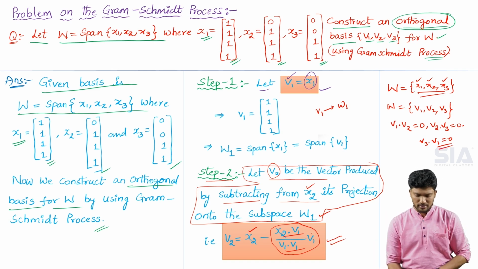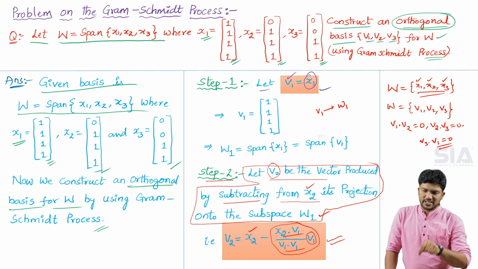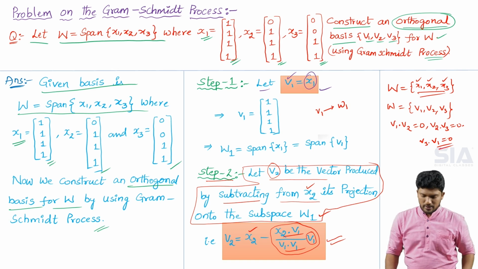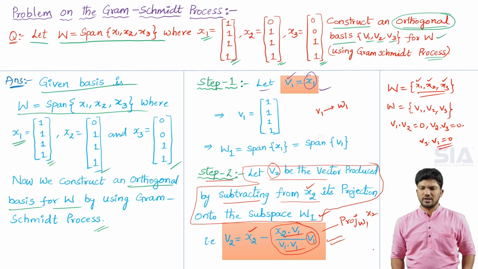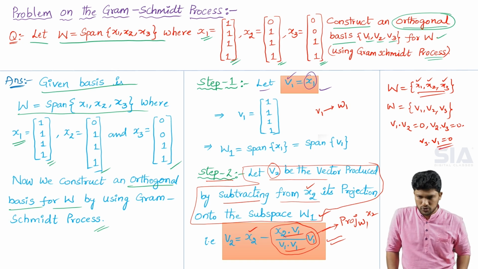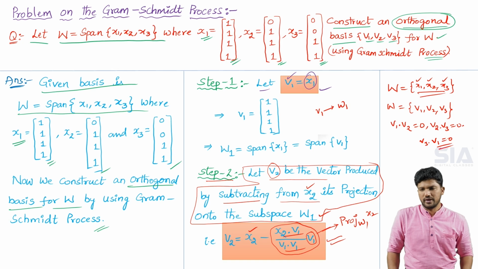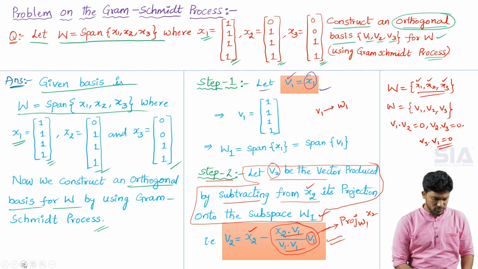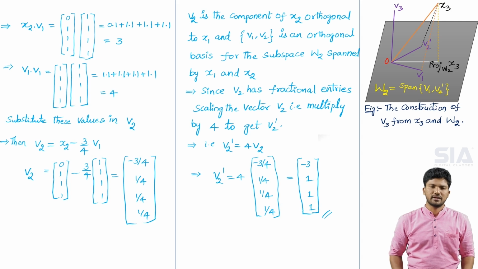What is the vector we have in the W1 subspace? It is v suffix 1. So the projection of x2 onto the subspace W1, we can write the value formed in the red circle as the projection of x2 with respect to the vector space W1. So that is the formula. You have to memorize that formula, or else practice to remember it.